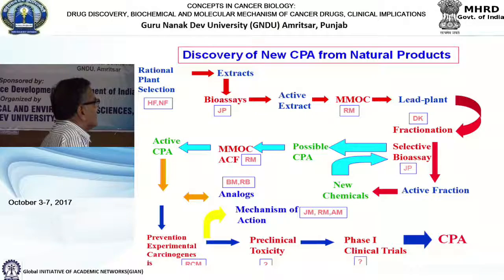some sort of a Ki-67 upregulation, things like that. So then, if it's found positive, you have an active extract. That extract undergoes mouse mammary gland organ culture system. If it is active there, then it becomes a lead plant. If it is inactive in MMOC, it gets dropped and gets shelved.